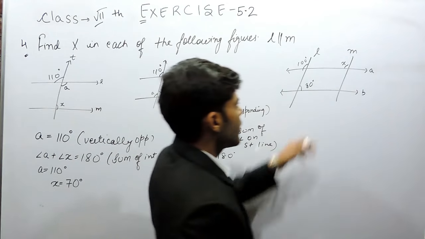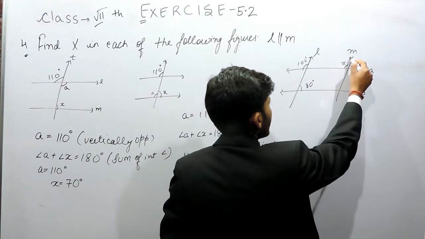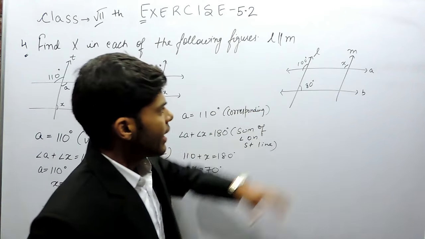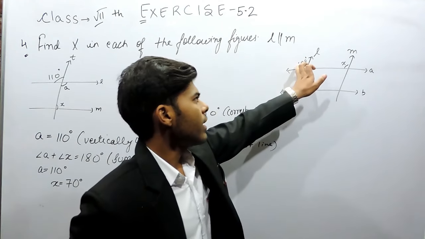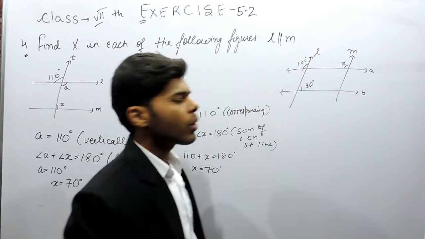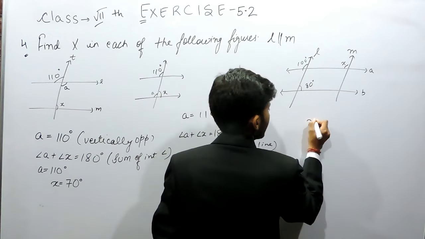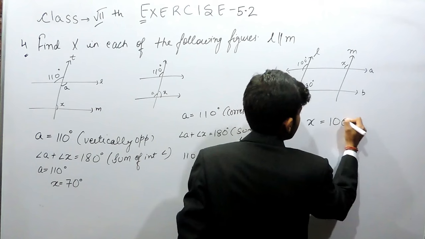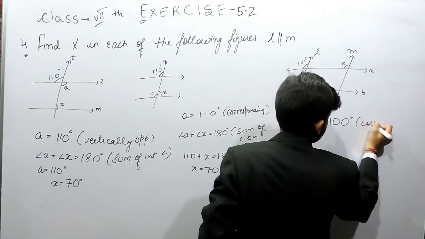And for this question, we are given that L and M are parallel to each other. A is the transversal. So 100 degrees and X will make corresponding angles to each other. So we can directly write X is equals to 100 degrees, corresponding angle.